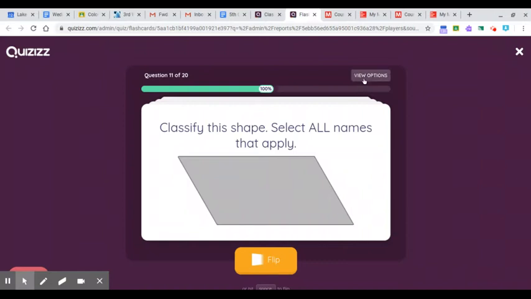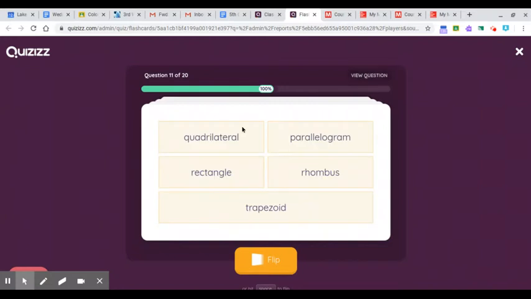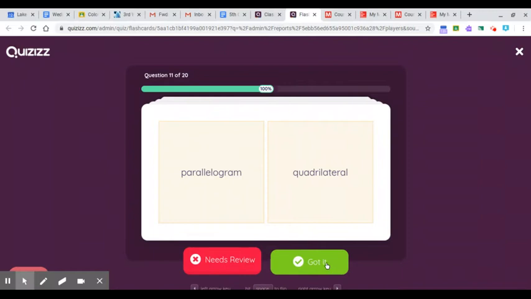So it's not going to be a square or a rectangle or a rhombus, but it could be a quadrilateral and it could be a parallelogram. Definitely not a trapezoid because we have all those parallel lines. So quadrilateral and parallelogram. Awesome. All right, next one.